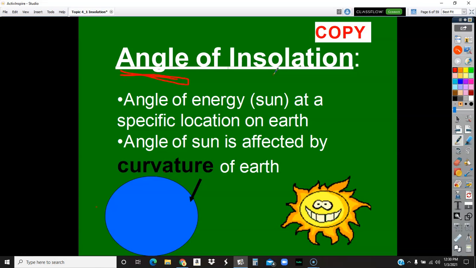We went over seasons when we did astronomy. So location has a lot to do with your angle. All right, we have a low angle of insolation. We have passed the first day of winter officially. If you recall, that was on December 21.